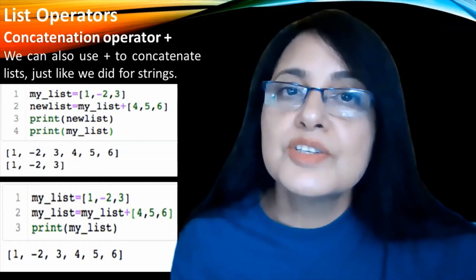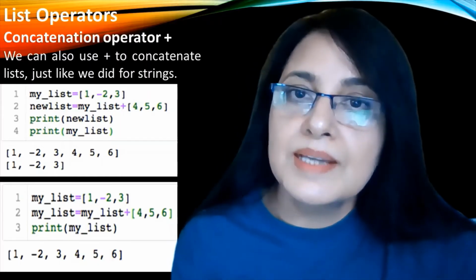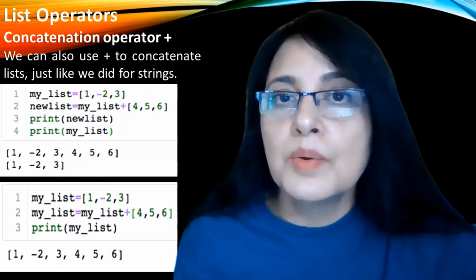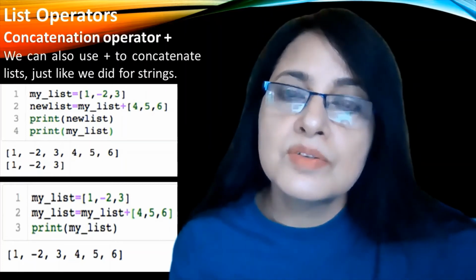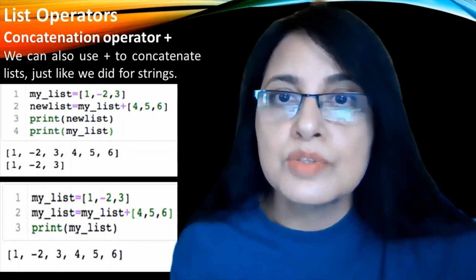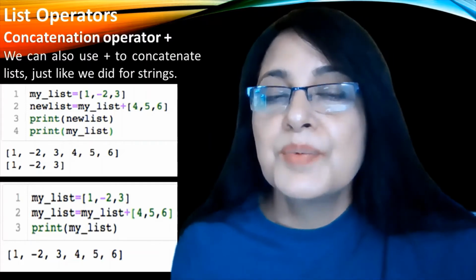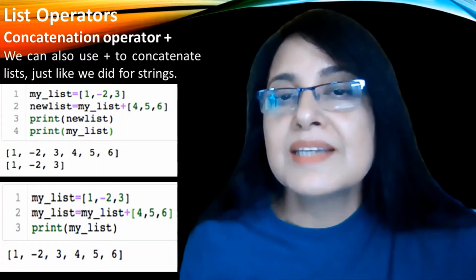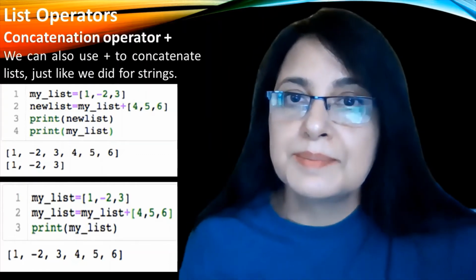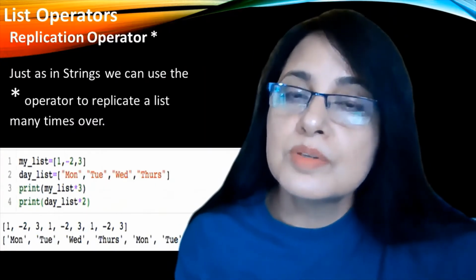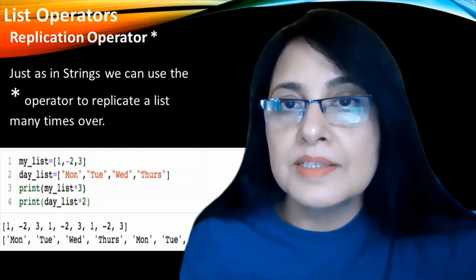The concatenation operator works just like it did in strings. Now, in lists, we use the plus operator to merge or join two lists. And in order to change the original list, we need to reassign the concatenated list to it. The replication operator also works the same way as it did in strings.